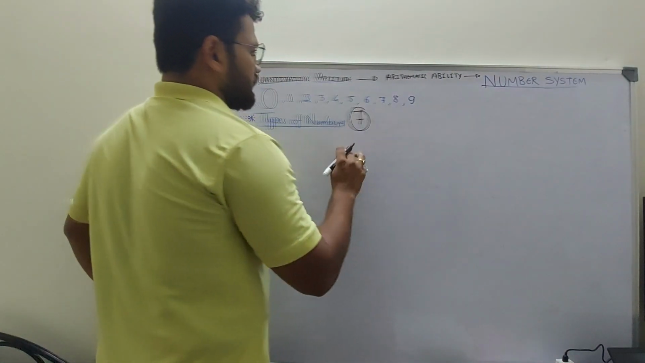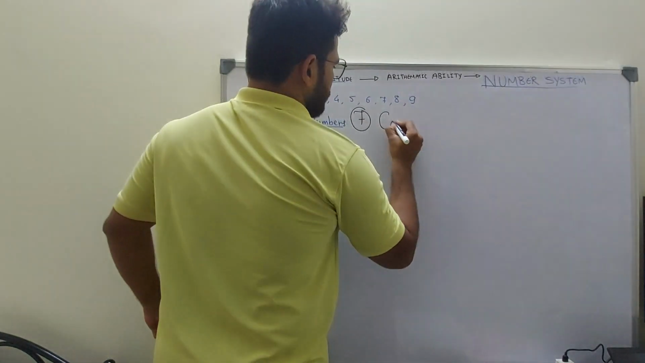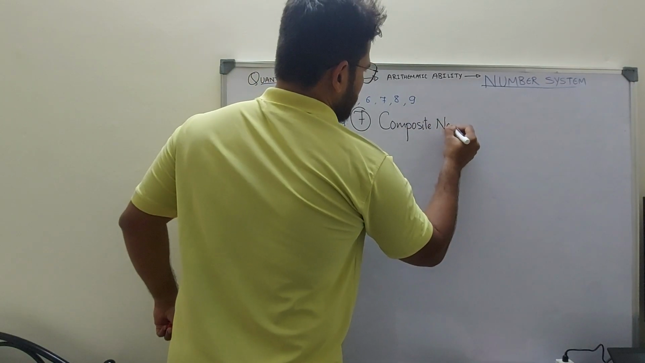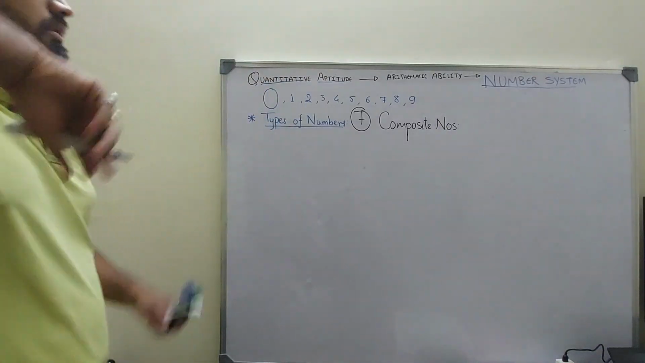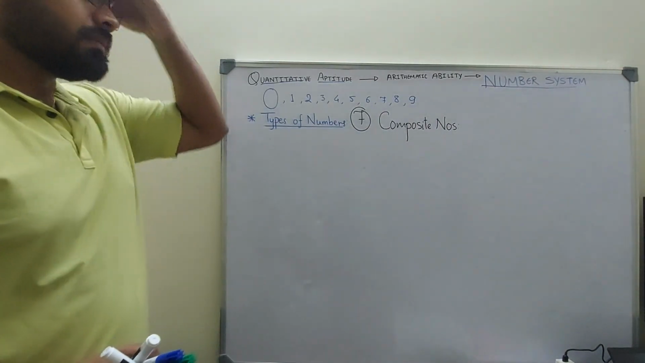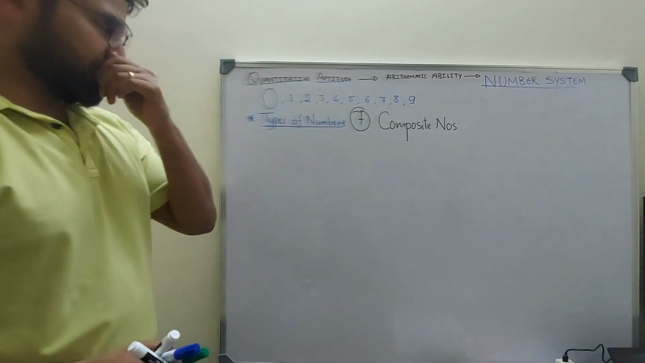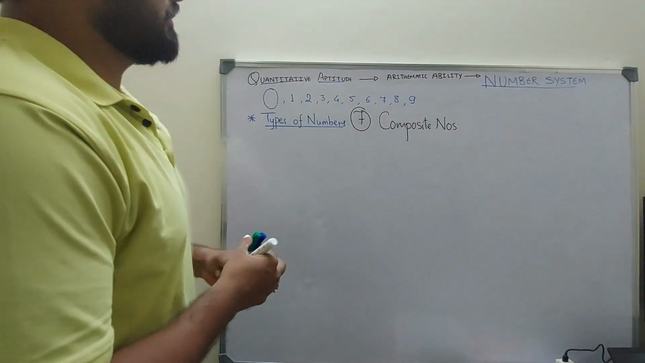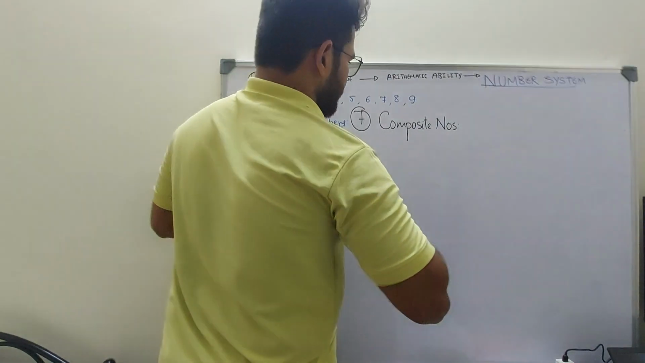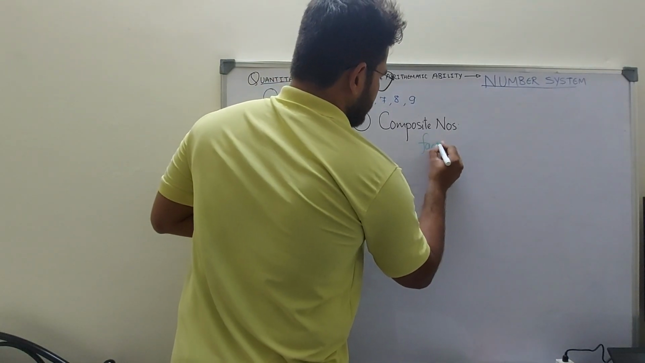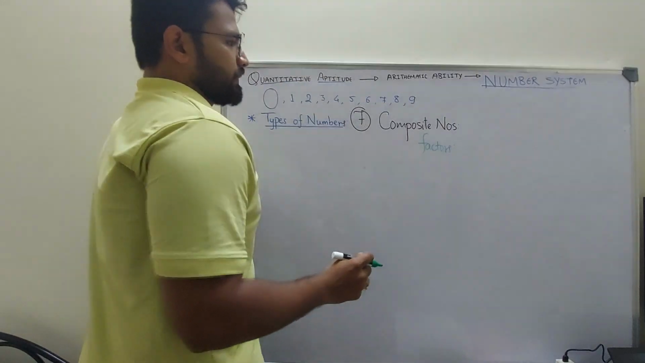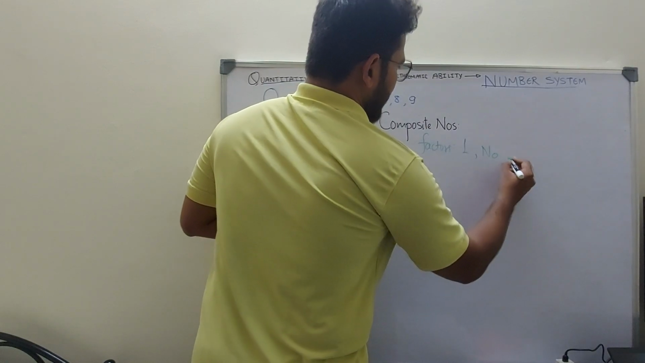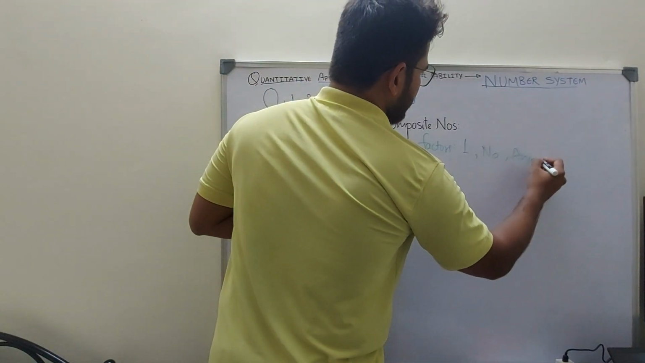The 7th type is composite numbers. So what are composite numbers? Basically, the numbers which are not prime numbers are composite numbers. Simply, if you put it into theory, the number which has factors as, you can say, 1 is always there, the number itself, and any other number.